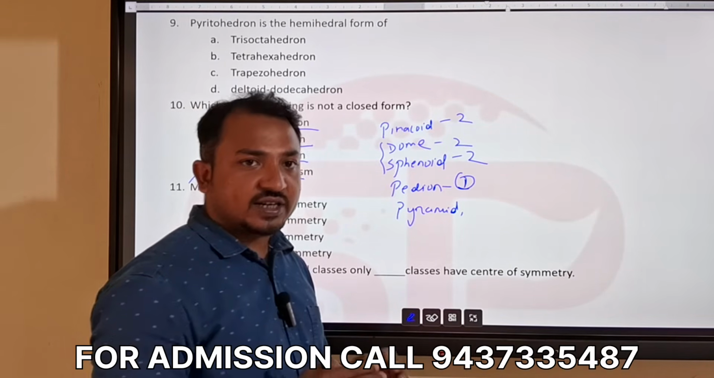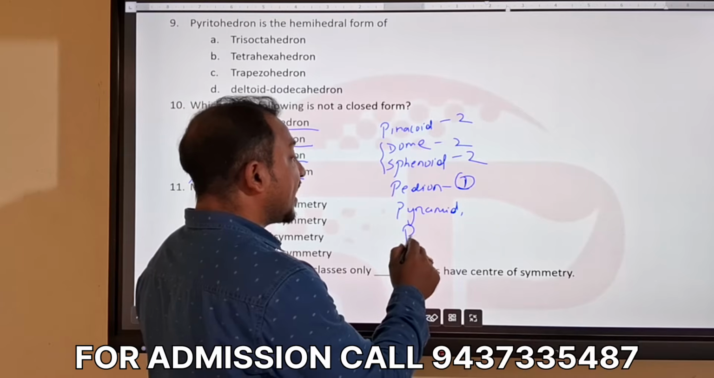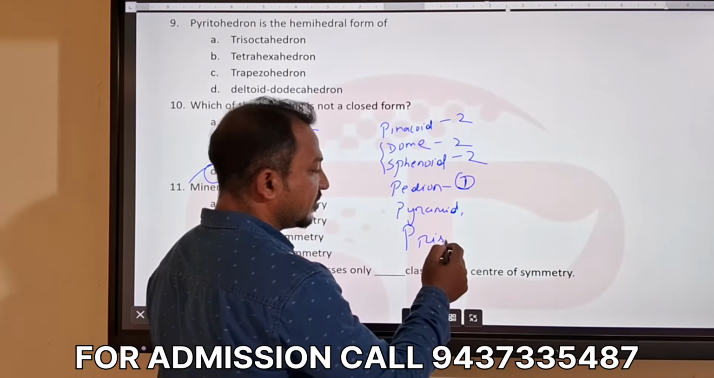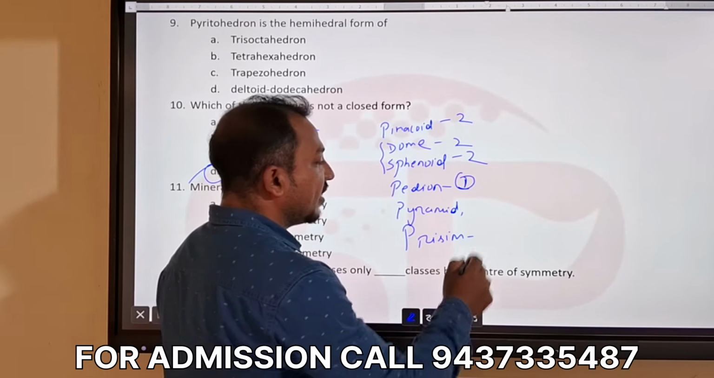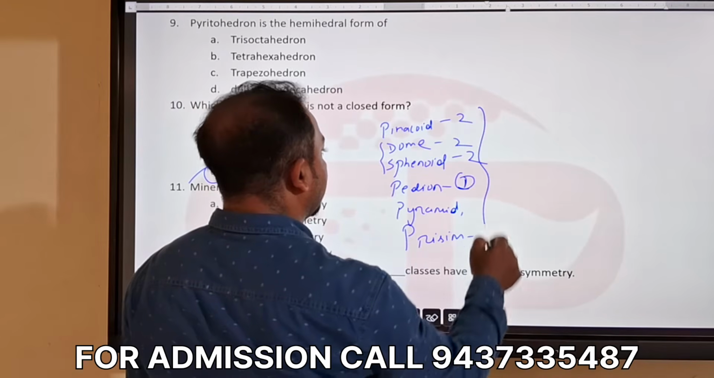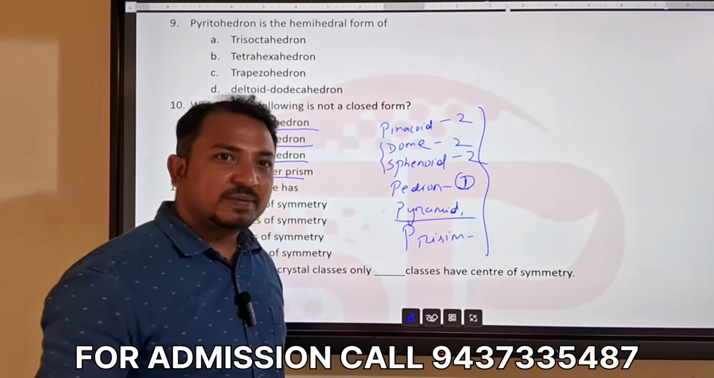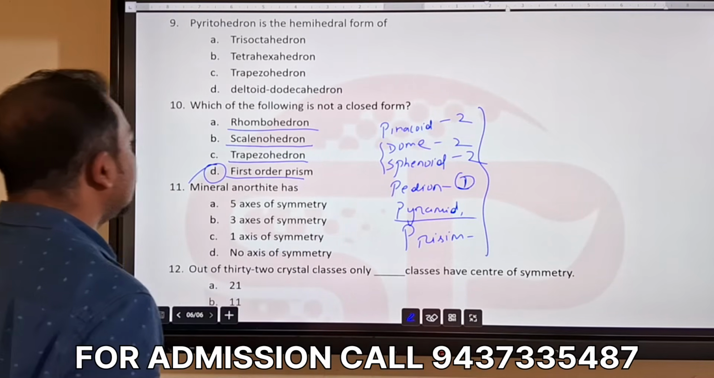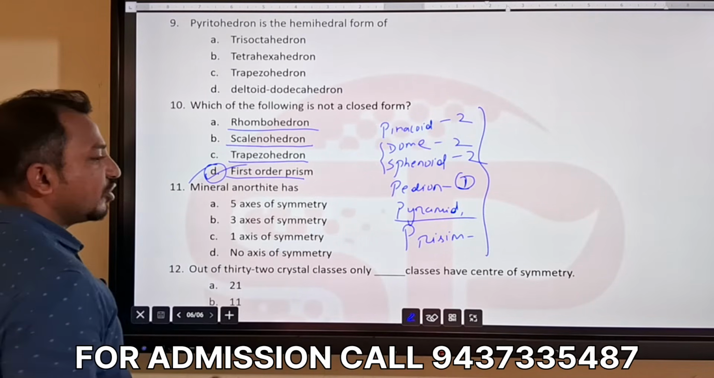All the faces will intersect at a common point or common axis. Then prism, it also consists of 3, 4, 6 faces, where all the faces must be parallel to a common axis. All are open forms. Pyramid, you remember, is an open form, but if it is a bipyramid, then it is a closed form. So the answer will be pyramid, prism.